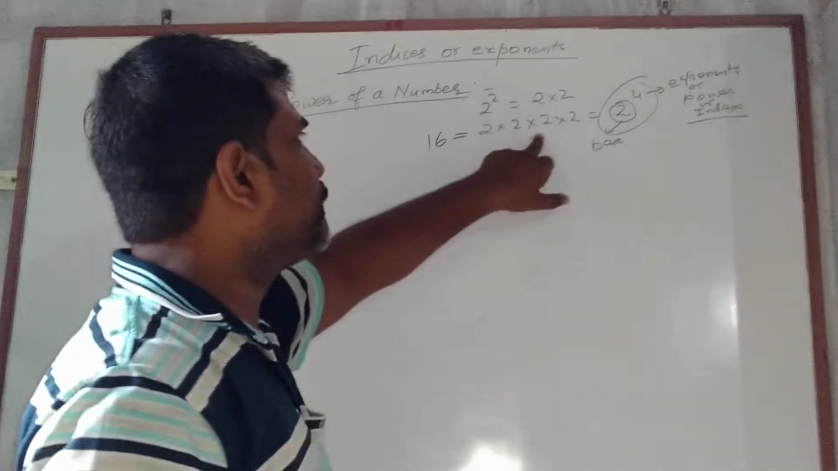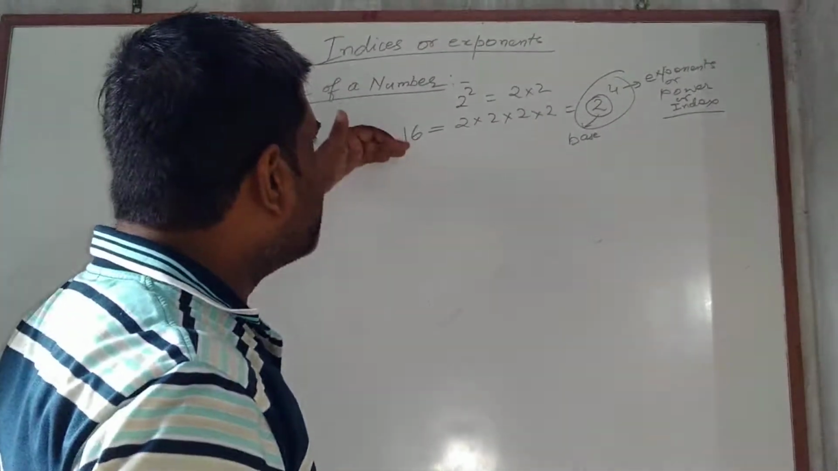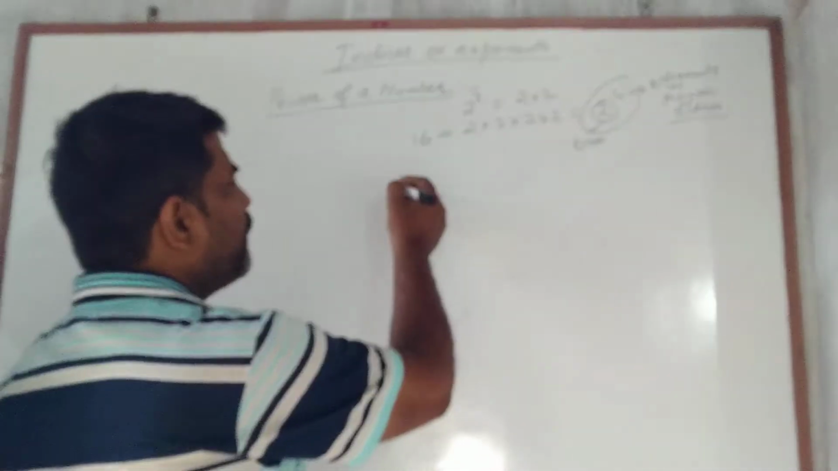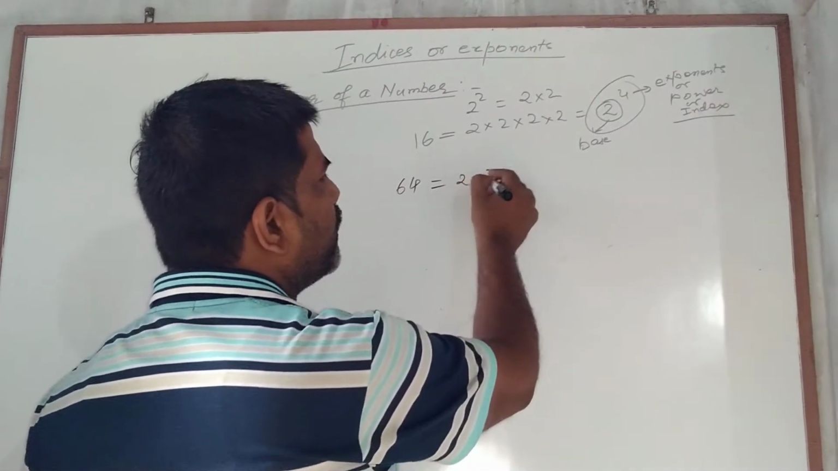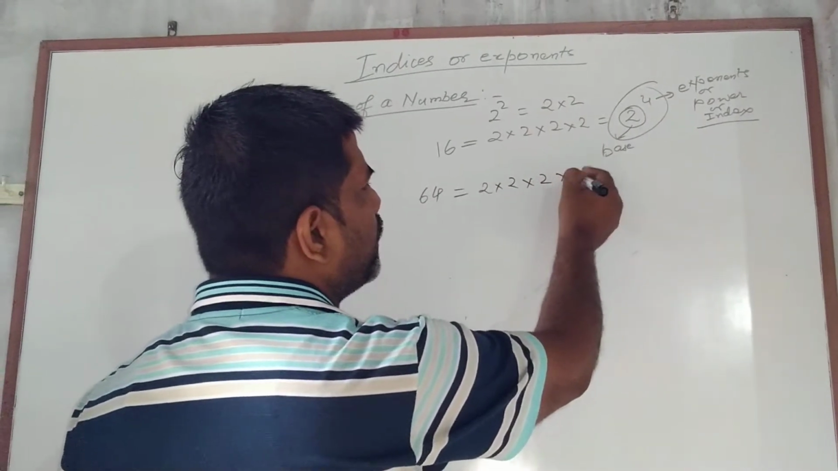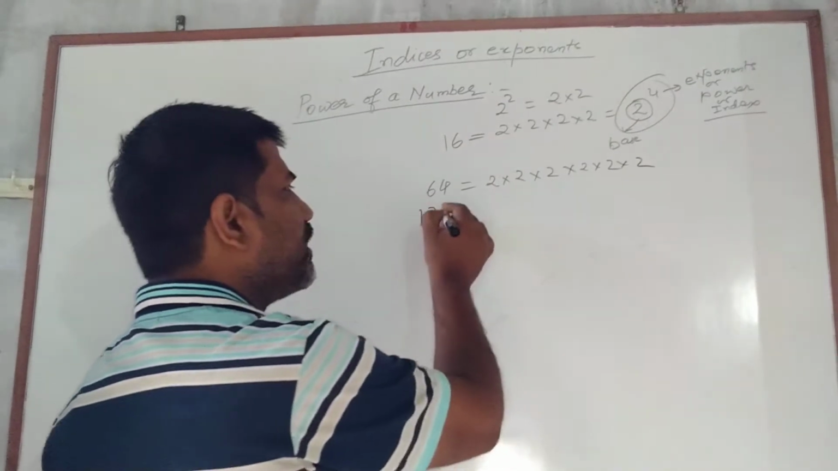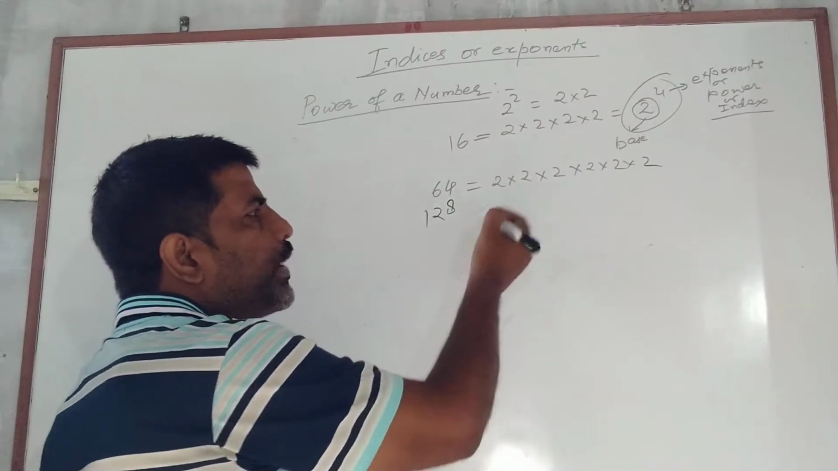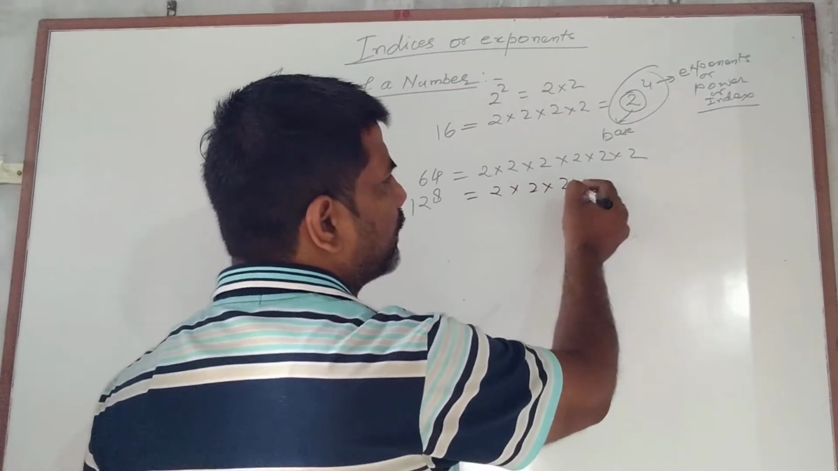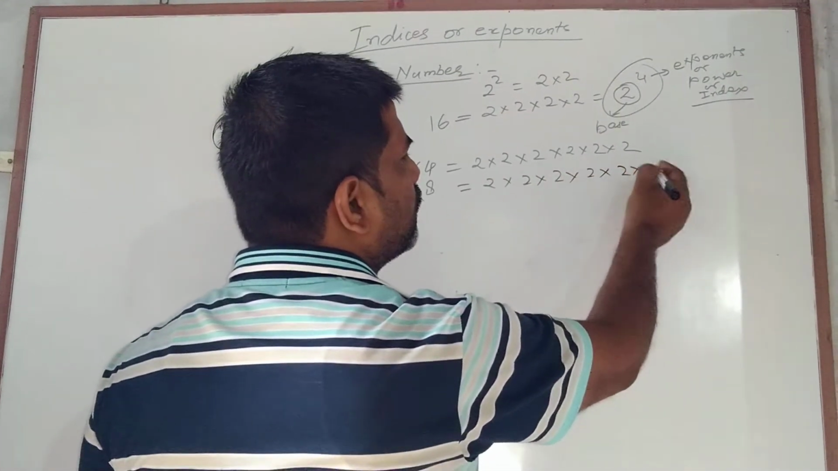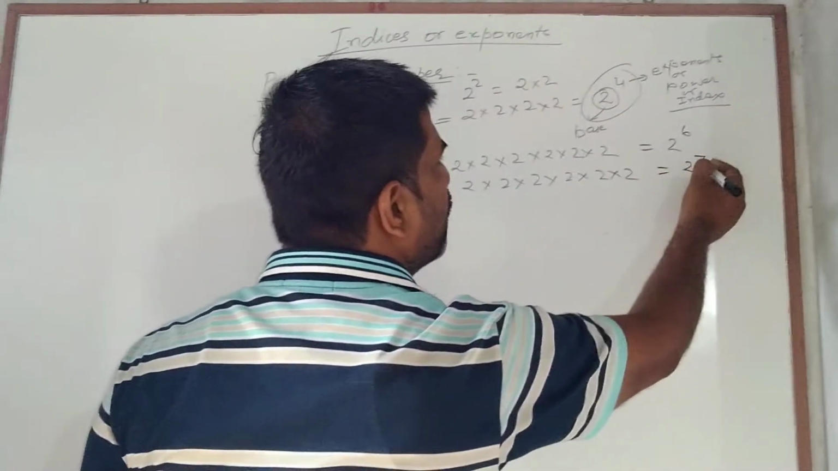16 can be written as a product of prime numbers: 2 into 2 into 2 into 2. But if the number becomes very large, for example 64, then we have to write 2 into 2 into 2 into 2 into 2 into 2, 6 times. If it becomes 128, then again we have to add one more 2 here. So this becomes 2 to the power 6, and this becomes 2 to the power 7.